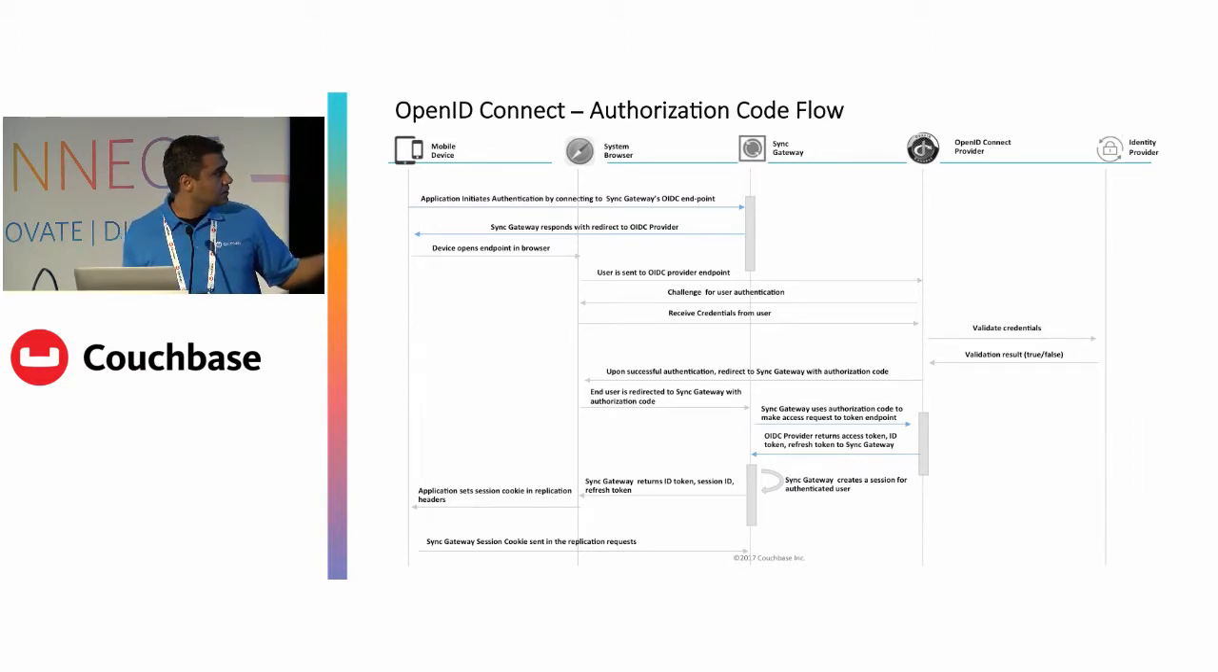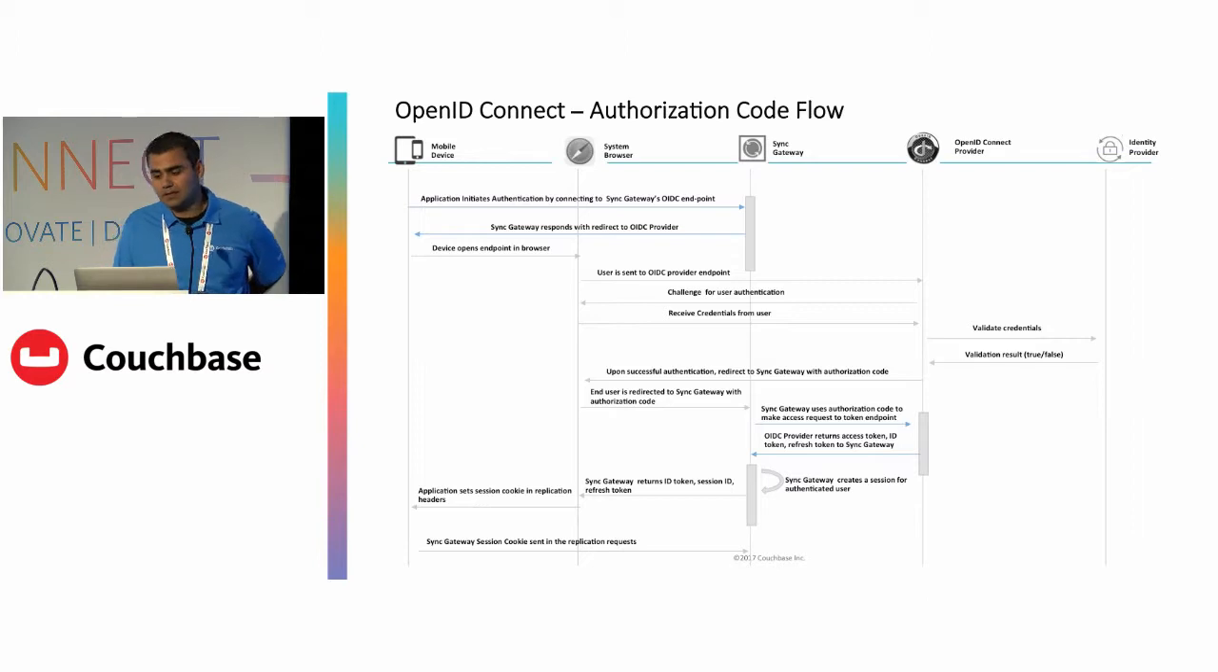The application essentially initiates authentication by connecting to the sync gateway's OIDC endpoint. From there, the sync gateway redirects the application to an OIDC provider, and then the device essentially opens the OIDC endpoint in a system browser.